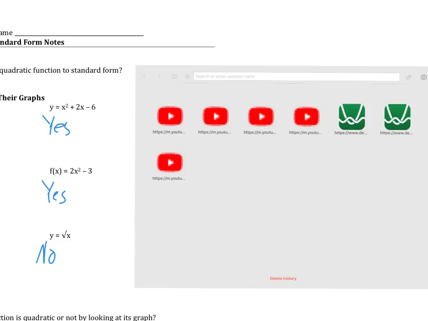Our last one there has no exponent of a 2, and it definitely does not have that shape that we're looking for. Okay, so that's why we'd have those as our exponents. As squared, when we're looking at the equation, and then the graph, we're looking for that U, or that parabola.